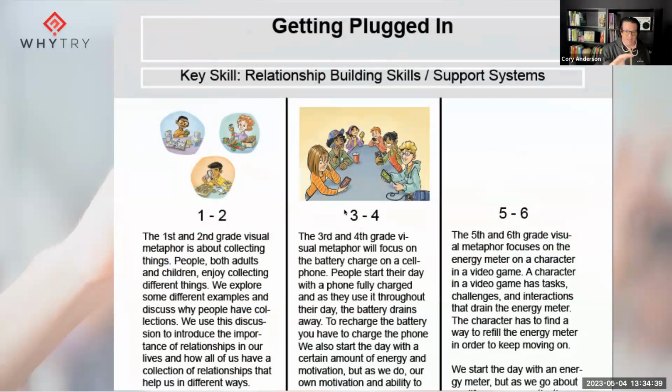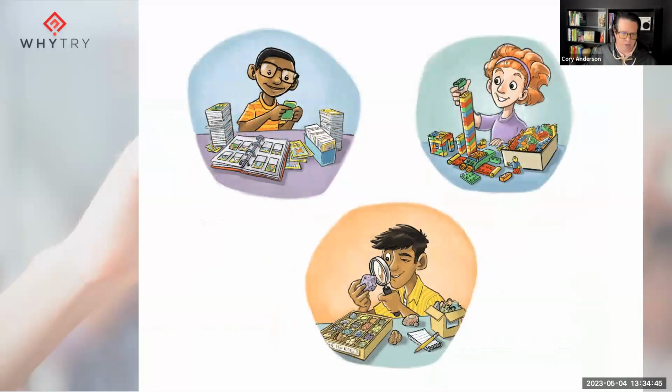Getting plugged in. So this one is all about relationship building and support systems. And so we really focus on two things in all of the units. We focus on the importance of relationships, and then we focus on how to build, identify, and strengthen relationships, right? And so the metaphor for first and second graders is the idea of a collection. A collection is something you value, you want, you want more of, you don't want to get rid of. Well, we all have a collection in our life that we love and that we need and want, and that is our collection of relationships that we can plug into, that we can use to feel good and help us get through our day. So we kind of bring up relationships in this idea that you can collect relationships around you that help support you.